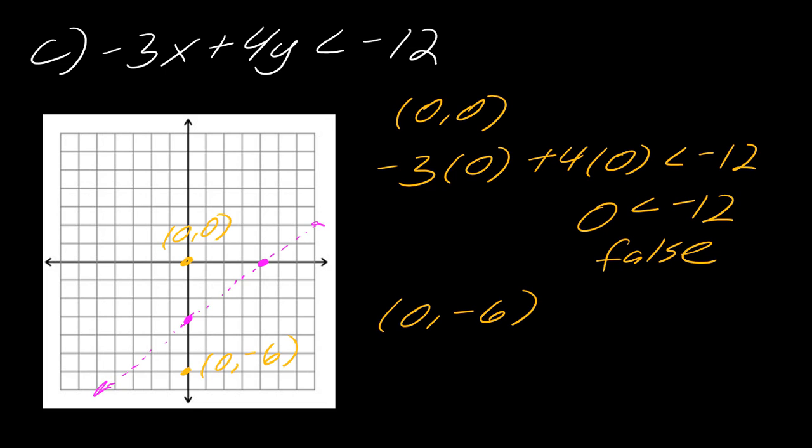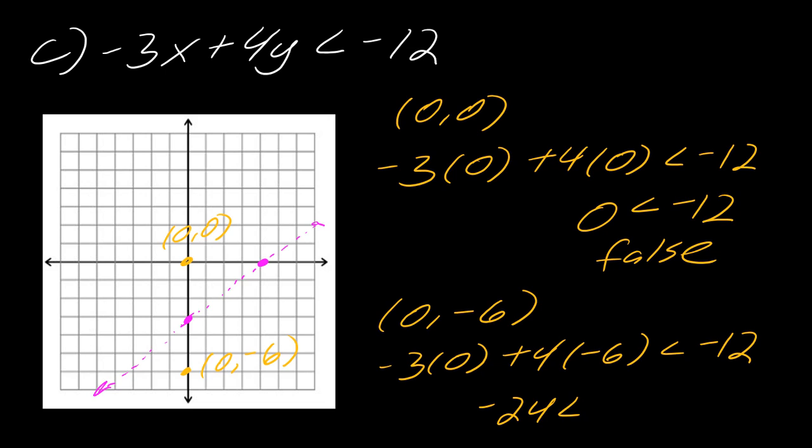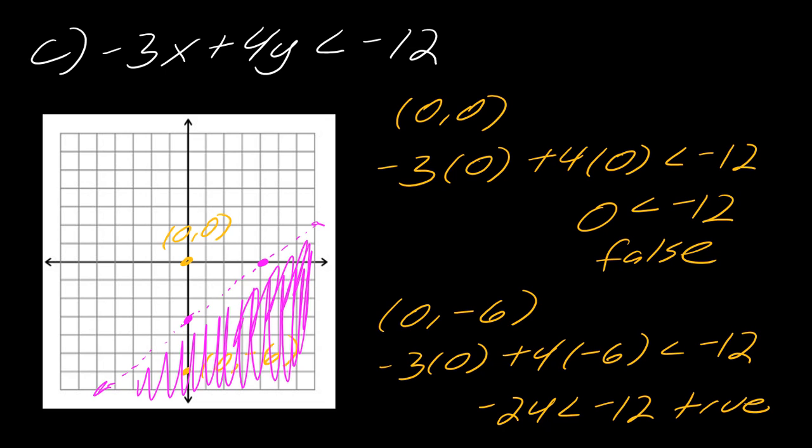So I get 0, negative 6. So let's plug that in. So this is negative 3 times 0 plus 4 times negative 6. So is that less than negative 12? And this gives me negative 24 is less than negative 12, so that is true. So regardless of what point you chose, this is the side that you would want to shade.